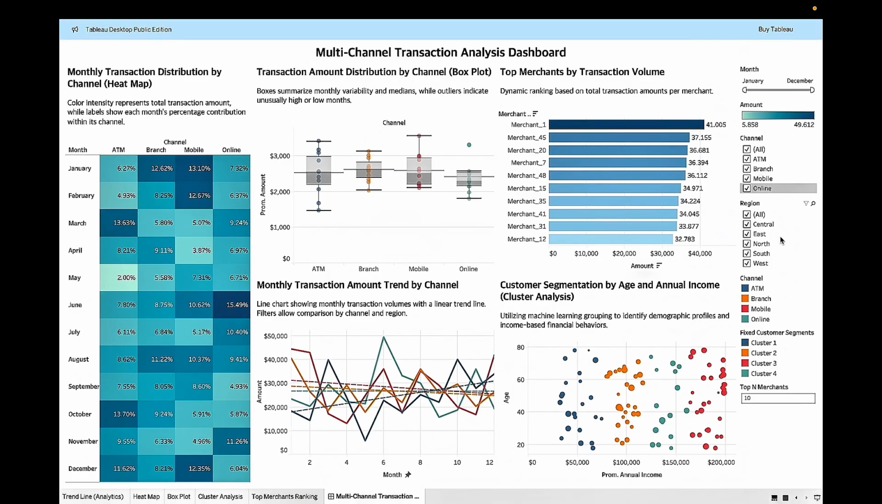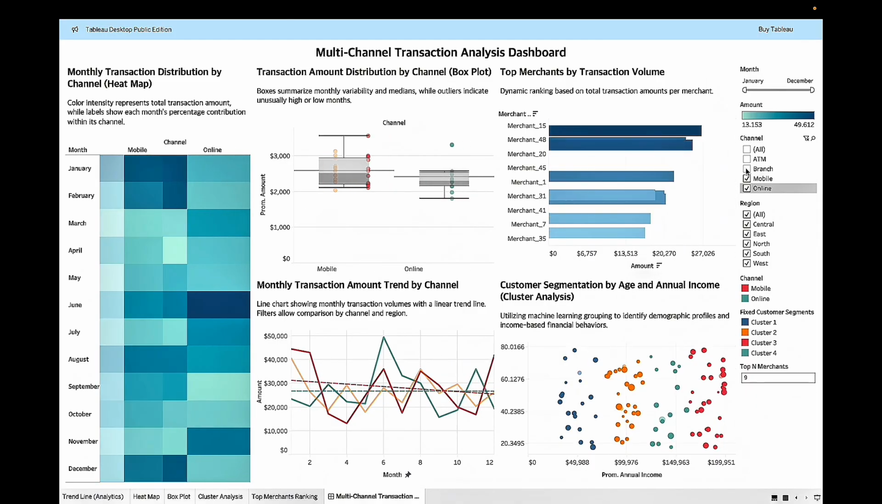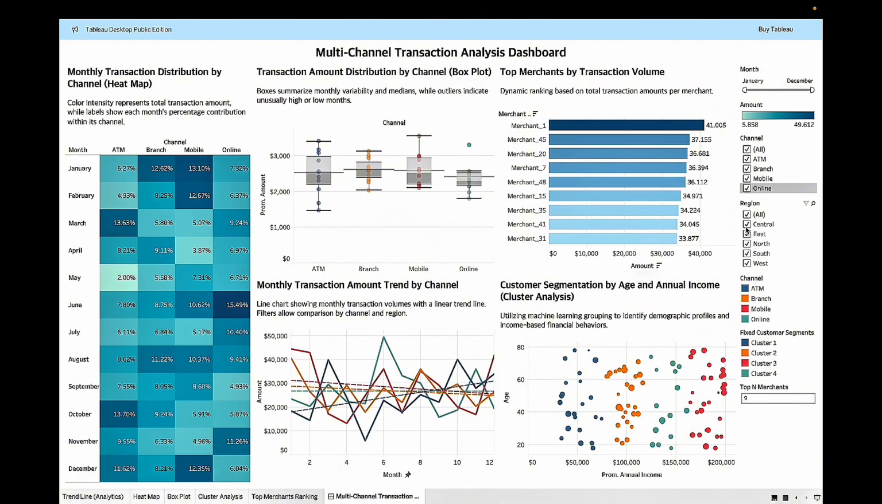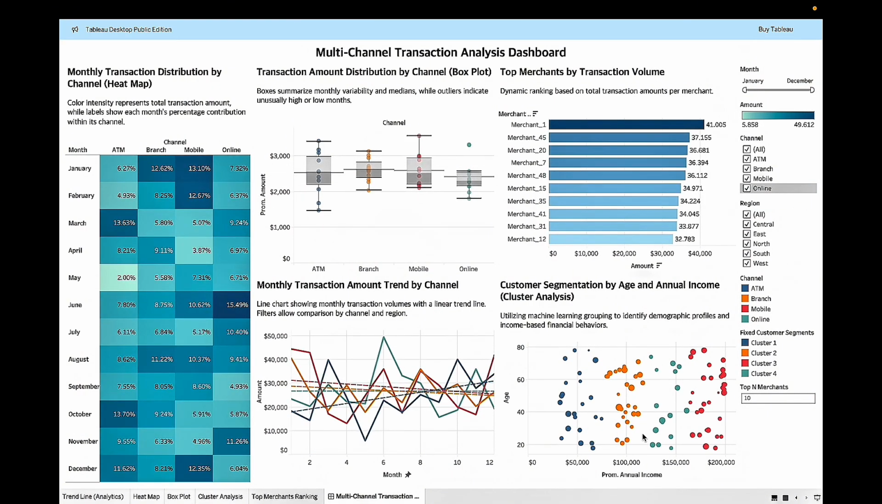Before diving into the insights, the dashboard includes filters by region, channel, and month, as well as dynamic top-N parameters. I also implemented a static dimension for clusters, allowing segments to maintain their identity even when the filters change. This is crucial for comparing the behavior of the same groups across different channels. Now, let's move on to the story that the data is telling us.